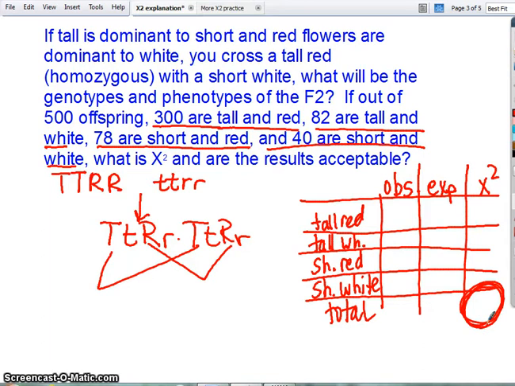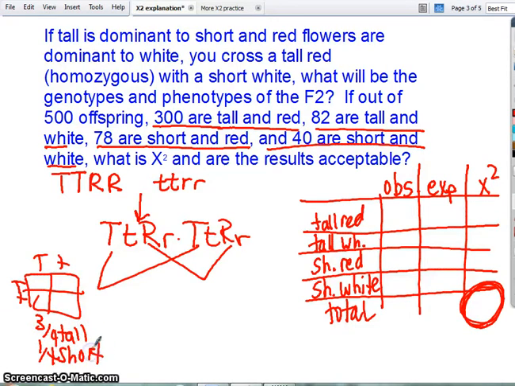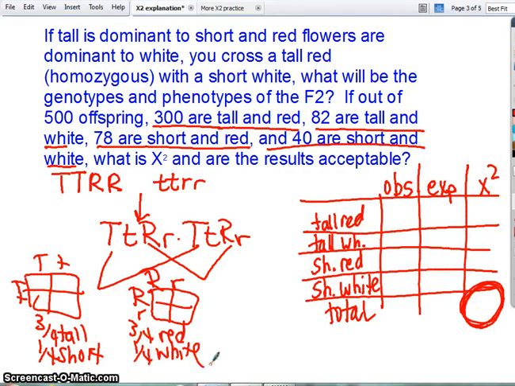In this case, if you do the cross, you're going to get 3/4 tall, 1/4 short. And if we do the same thing with red, we're going to get 3/4 red and 1/4 white. Okay, so we're going to fill out our observed. We had a total of 500 offspring. If they didn't give you that, you would simply total up the numbers they gave you. We had 300 tall and red, 82 tall and white, 78 short and red, 40 short and white.